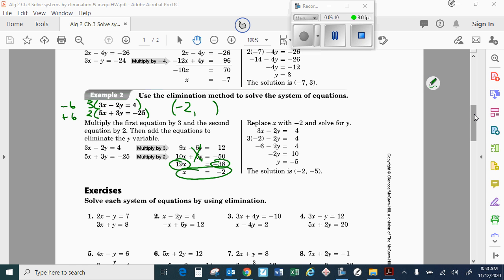Plug it back into either one. So I plug it back in the top one. 3 times negative 2 is negative 6 minus 2y equals 4. I'm going to go ahead and move that across to make it 2y equals, subtract the 4 across. Negative 6 minus 4 is negative 10. The last step, divided by 2, and I get negative 5.